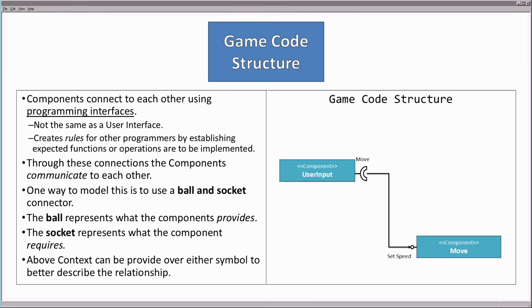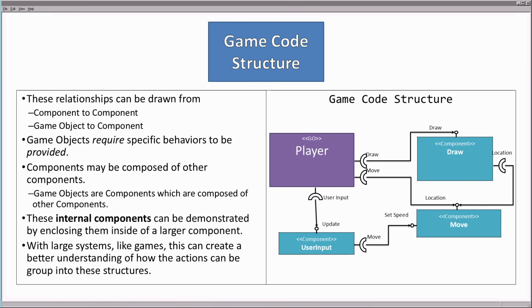One way to model this is by using a ball and socket connector. The ball represents what the component provides, information or functionality. The socket represents what the component requires. Again, information or functionality. Above, context can be provided over either the symbol to better describe the relationship. This helps us better understand what it needs and what it provides.